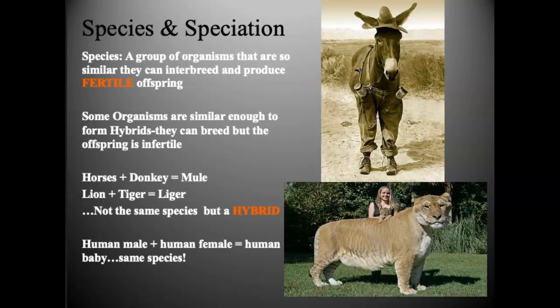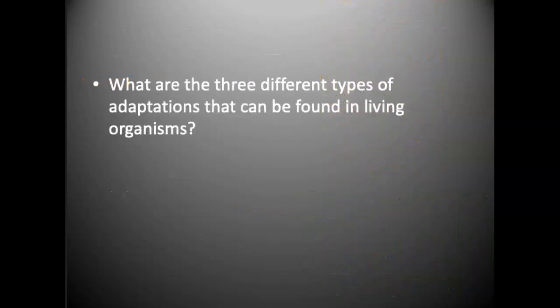Another classic example are horses and donkeys. These are very closely related. They can actually have offspring. The offspring would be a mule, but the mule itself cannot have babies of its own. But if you look at something like a human male and human female, same species, they end up having a baby. That baby grows up and can have babies of its own. That's the example of being in the same species.